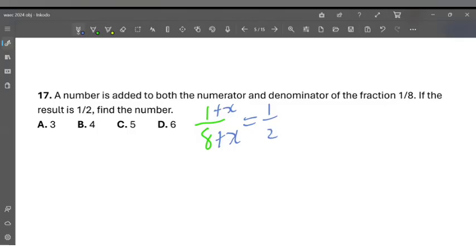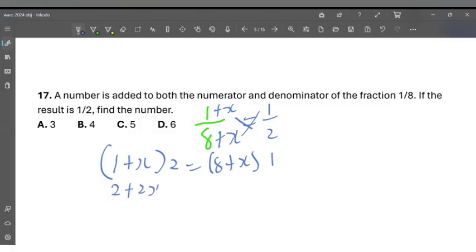So what we need to do is to solve this fraction equation. So first of all, I'm going to cross multiply, and I have that 1 plus x times 2 is equal to 8 plus x times 1. So if I open this bracket, I have 2 plus 2x is equal to 8 plus x. When I collect like terms, 2x minus x is equal to 8 minus 2. So x is equal to 6.